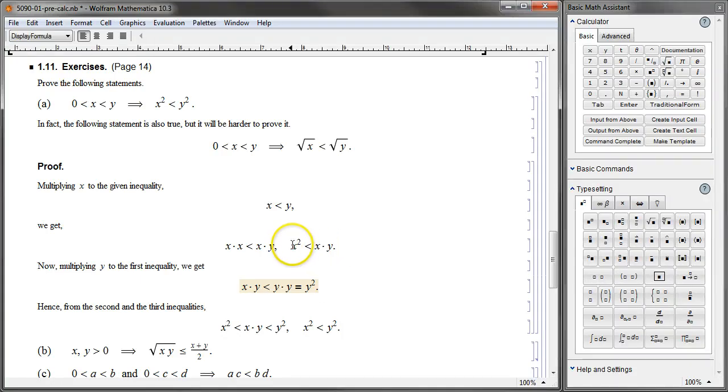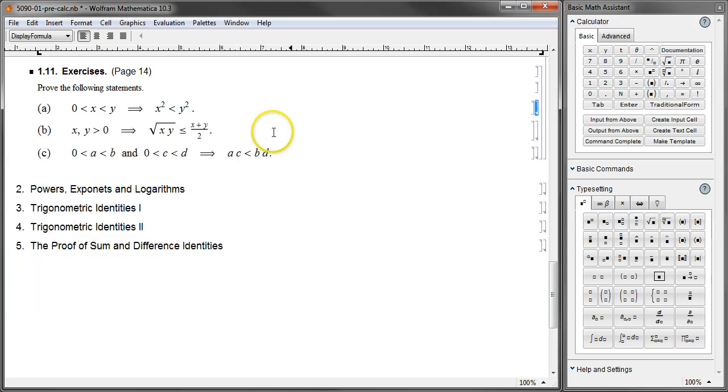So what do we have? x squared is less than this. y squared is greater than the same thing. So what do we have? We have this transitivity. x squared is less than x times y, and that's less than y squared. Consequently, x squared is less than y squared.